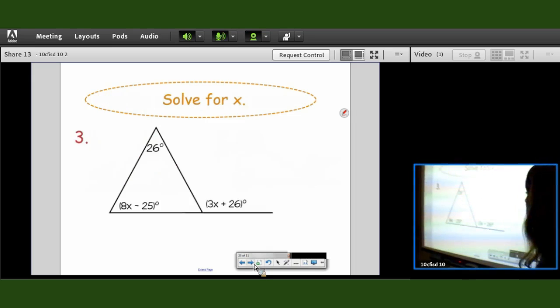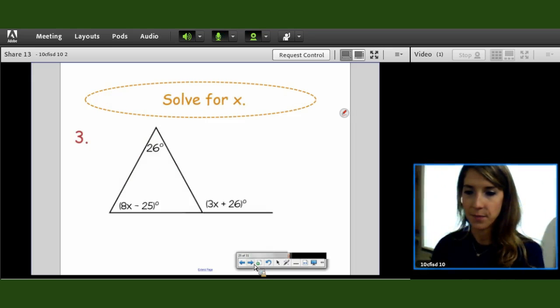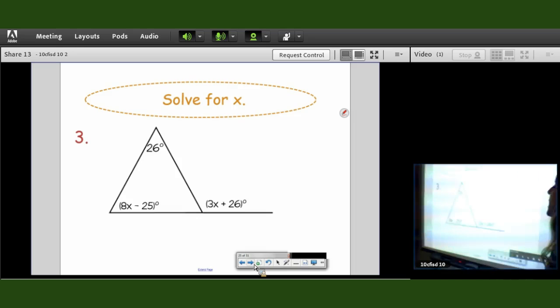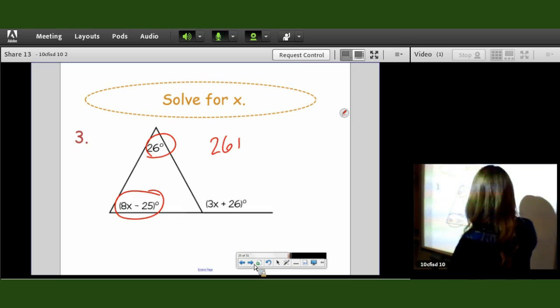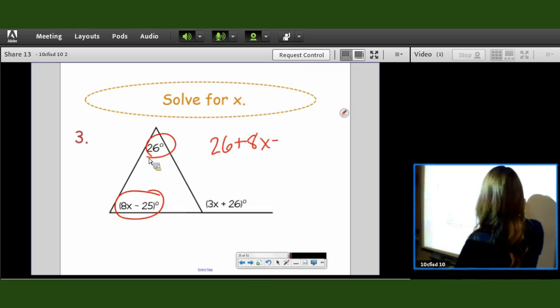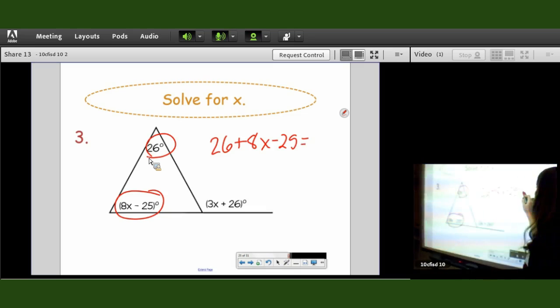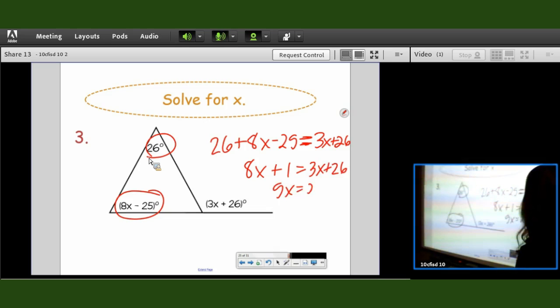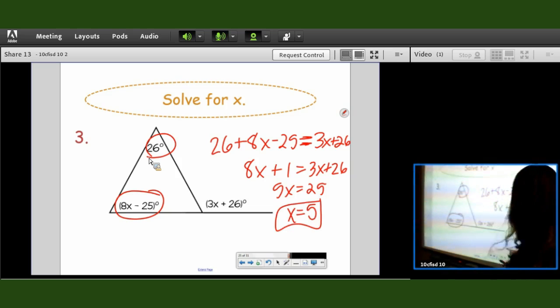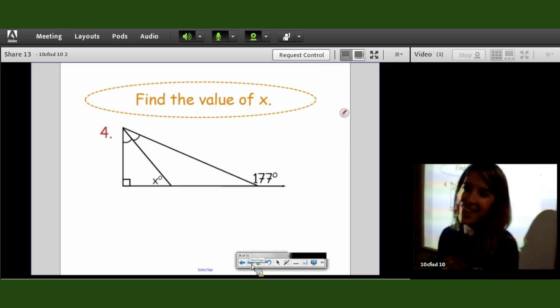Let's try some tougher ones. Try this one, please. You're all getting x is 5. You're all amazing. So we add the remote interior angles to equal the exterior angle. We combine like terms. 8x plus 1 equals 3x plus 26. 5x equals 25. All it was asking for was x. They didn't want us to plug back in, so we can move on with our lives.